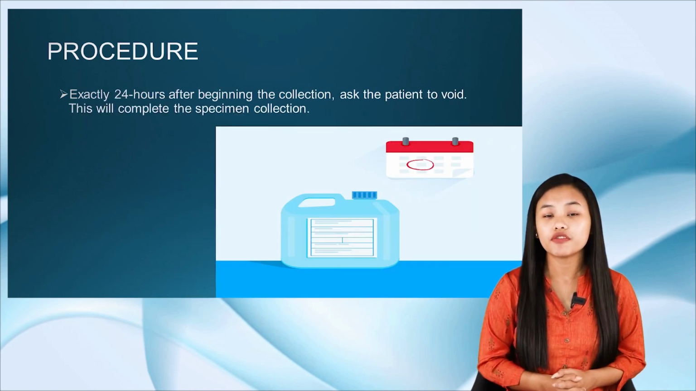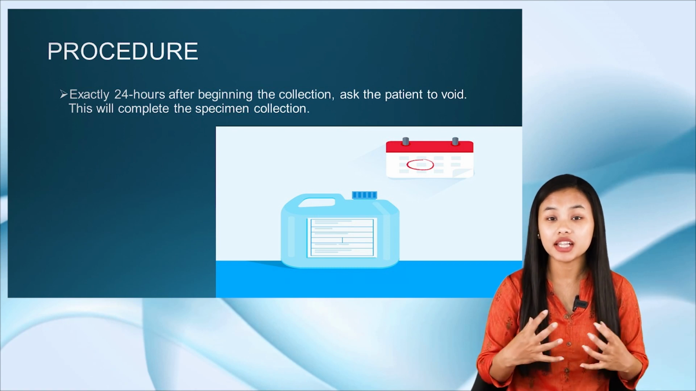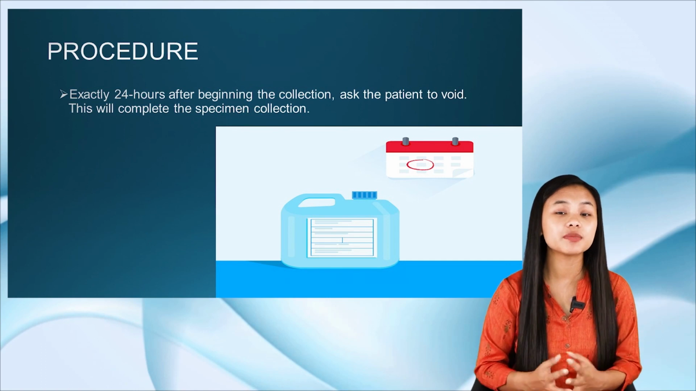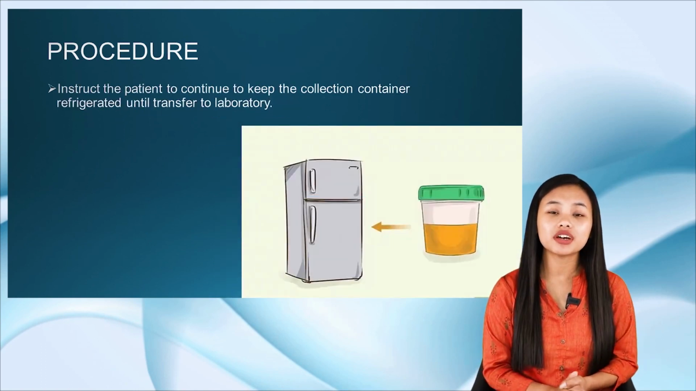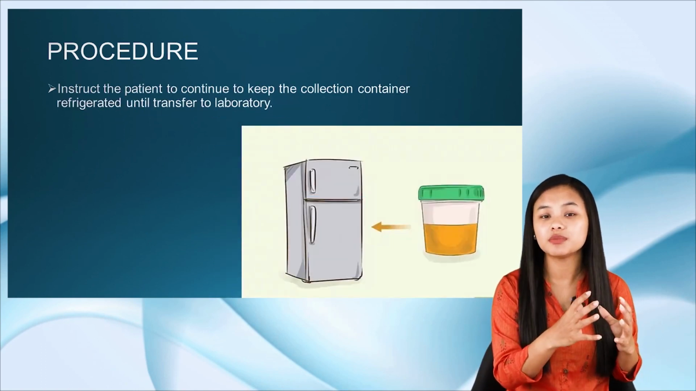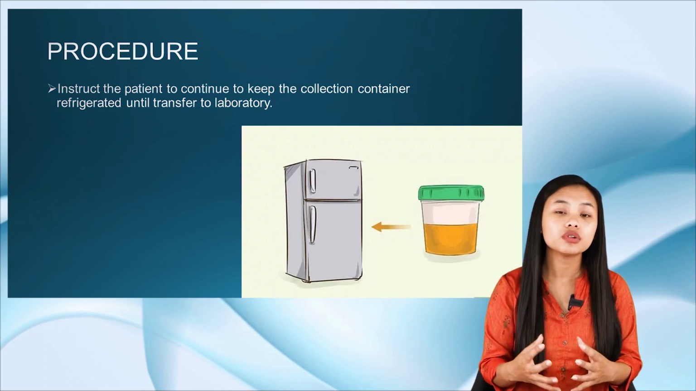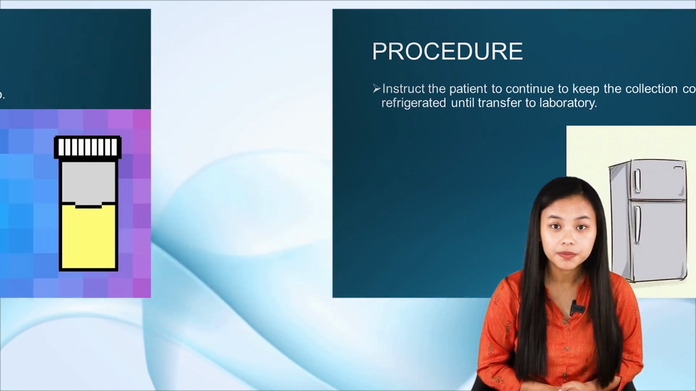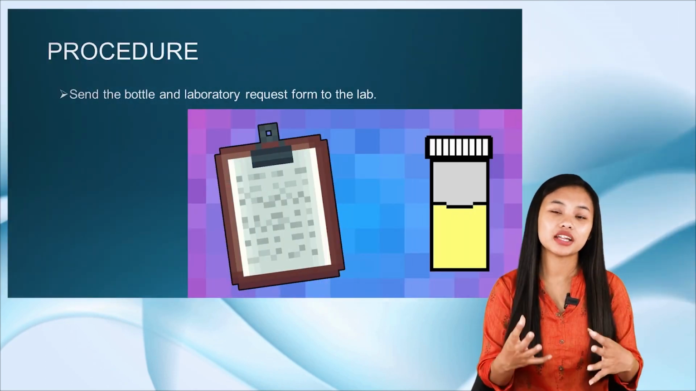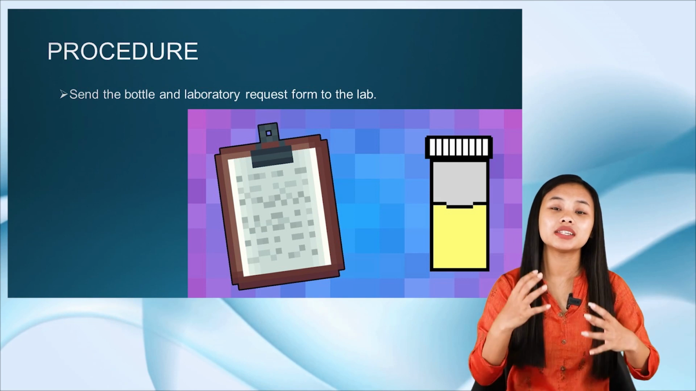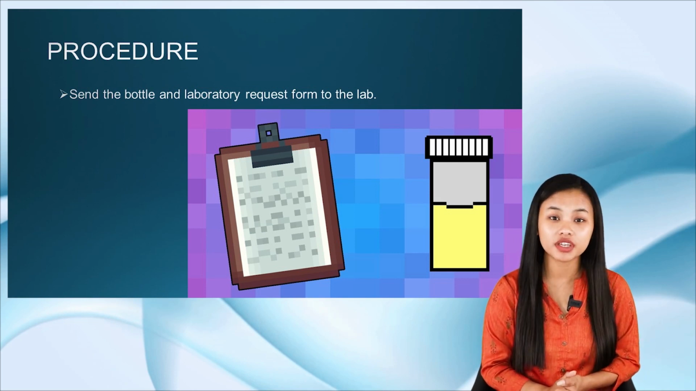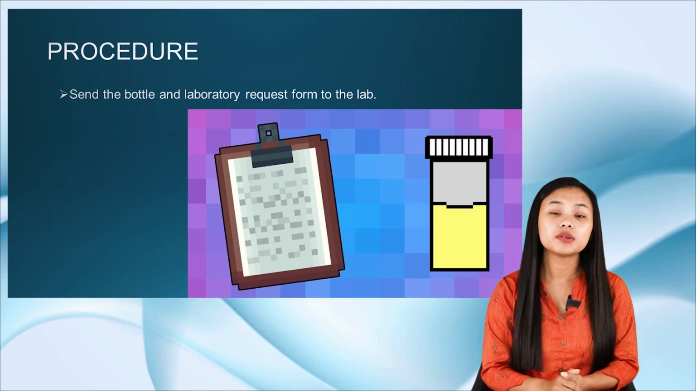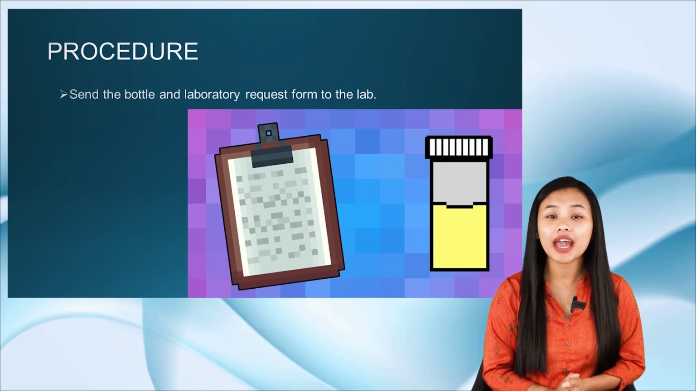So exactly 24 hours after beginning the collection, you must ask the patient to void because this will complete the specimen collection. And also instruct the patient that they must always keep the container in a cooler environment until it has been transferred to the laboratory. So here, once this container is sent to the lab, we must also send the laboratory request form along with it. So these are the various steps that you must advise the patient to follow when they have to collect the 24-hour urine specimen.